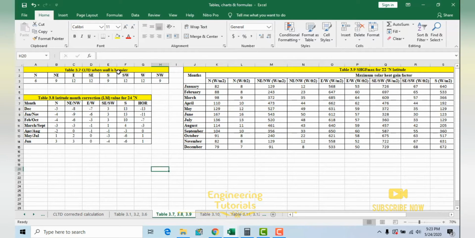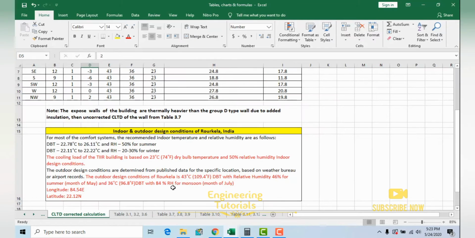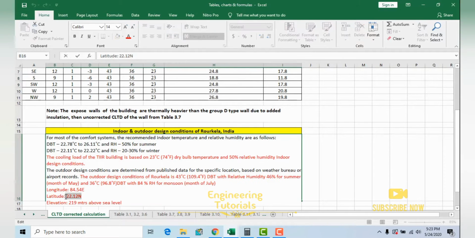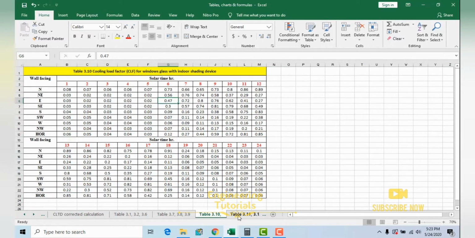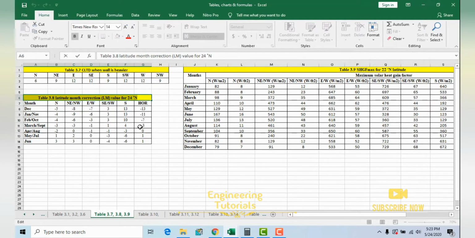Next step, we have CLTD when the wall is heavier, and latitude month correction for 24-degree north latitude. Since our building is located at 22-degree north latitude, we don't have a 22-degree north latitude table. So the nearest table we have here is 24-degree north latitude. So we are going to use this table for latitude month correction values.